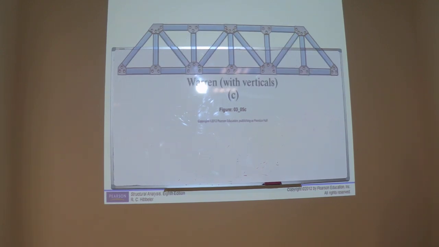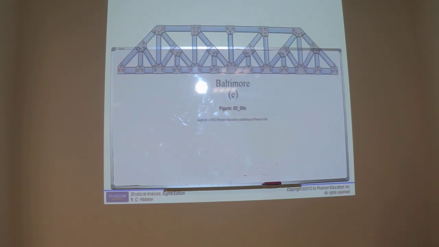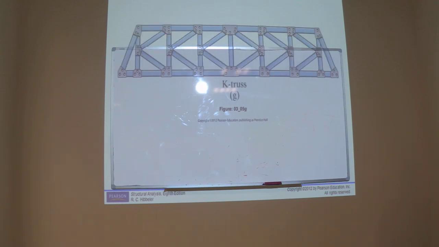Now this is Warren with verticals. This is Parker bridge truss. This is Baltimore. This is one place in the USA which is known as Baltimore. Subdivided Warren, K truss.